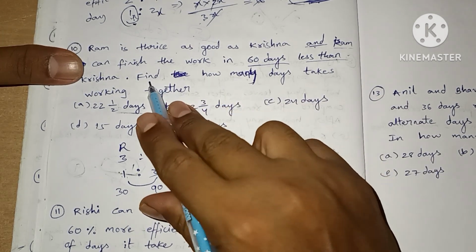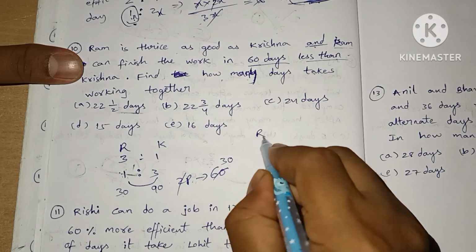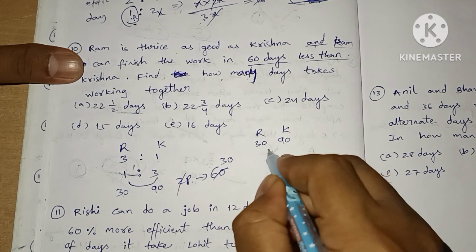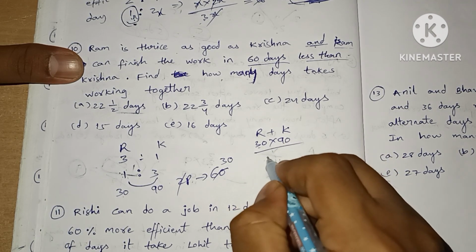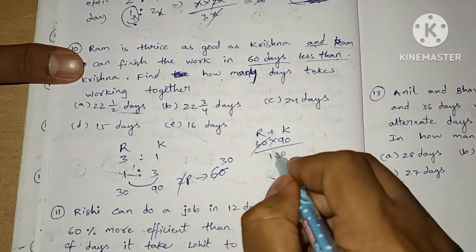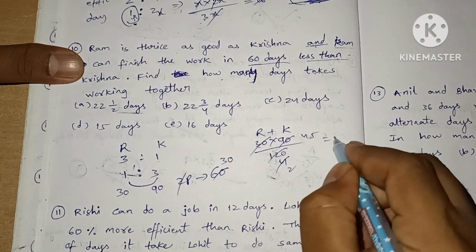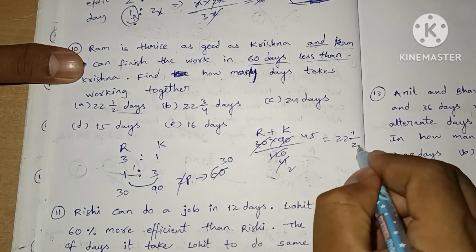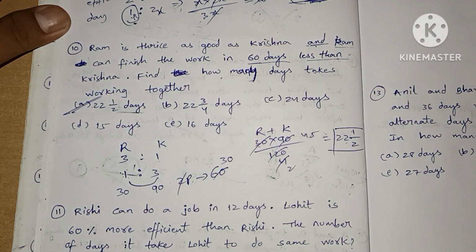So what is the question? Find how many days it takes working together. So Ram works for 30 days, Krishna works for 90 days. Both together means we multiply and divide by the sum of these two, 120. 30 into 90 divided by 120 is 22.5 days, which means 22 and a half days. So option A is our answer.